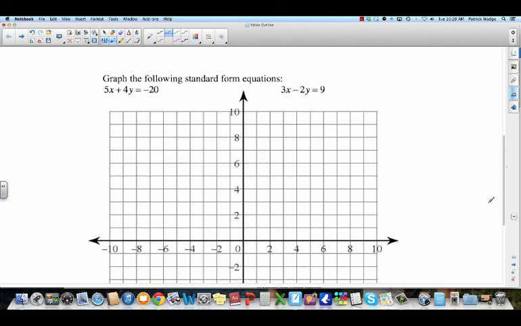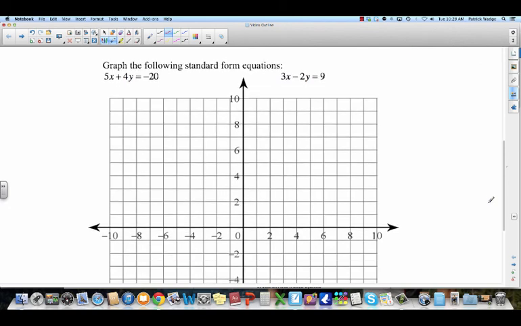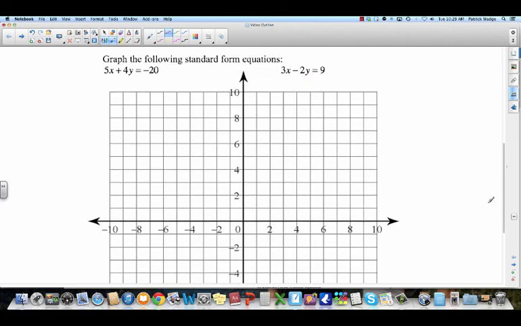Now we're going to graph some things in standard form. Guess what? You did this before. We didn't call it standard form before, but when you were graphing linear equations, you graphed stuff like this. So this is basically the ones where you're going to look for intercepts. So you're going to make a very small table. And let's find the y-intercept of this first equation right here.